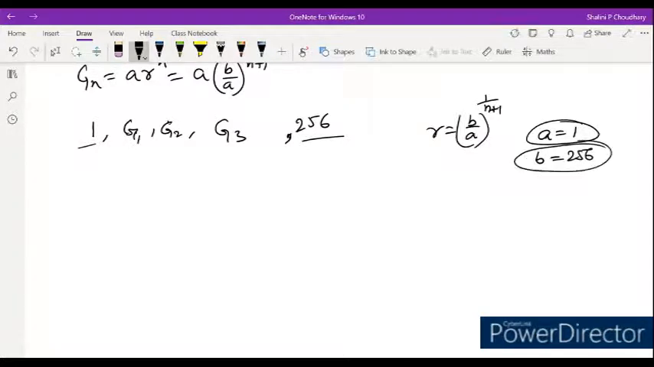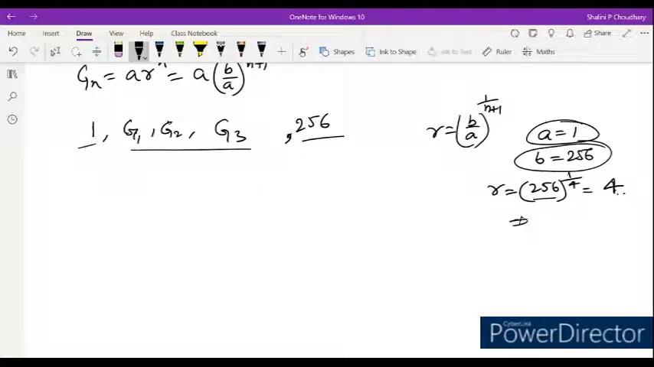Okay, now we can find out the value of r. r will be equal to 256 to the power 1 upon n plus 1. So n means 3 numbers are inserted. 3 plus 1 will be 4. So when we find 256 to the power 1 upon 4, we'll get 4. Why? Because 4 into 4 is 16, 16 into 4 is 64, and 64 into 4 is 256.